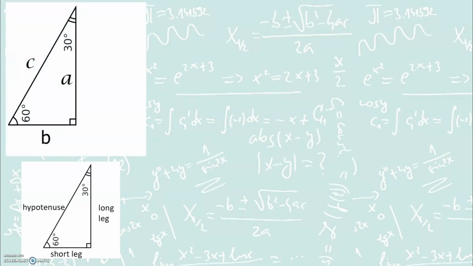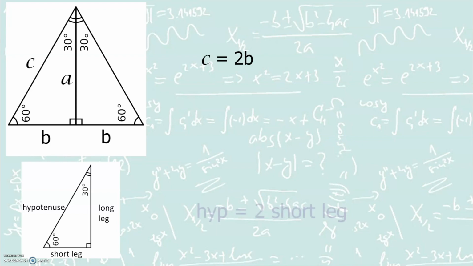So if we look at that triangle, we can't really see a relationship, but if we reflect that, we see that that gives us an equilateral triangle. And if that is an equilateral triangle, then all the sides are equal. And if all the sides are equal, then C equals 2B. If we look back at our labeled 30, 60, 90 triangle, we see that that means the hypotenuse is 2 times the short leg.